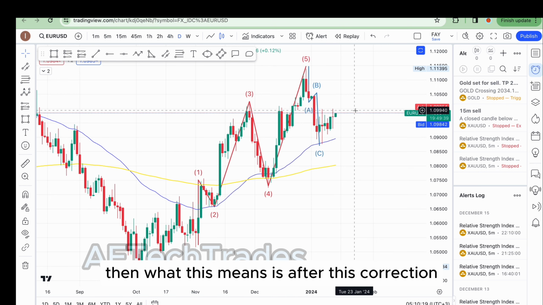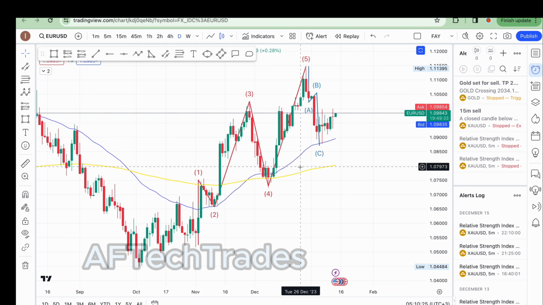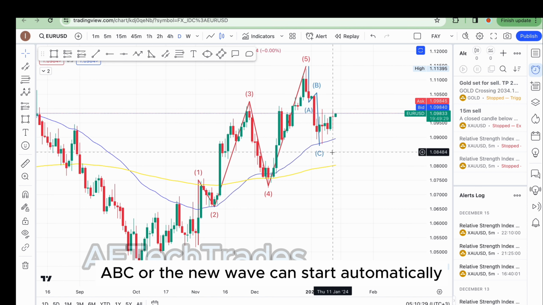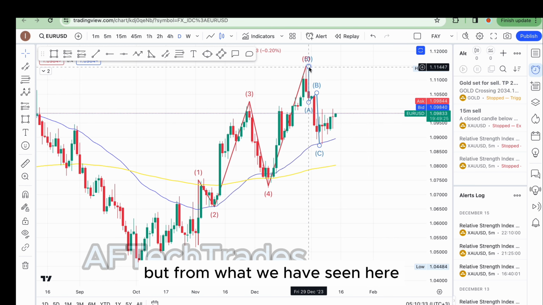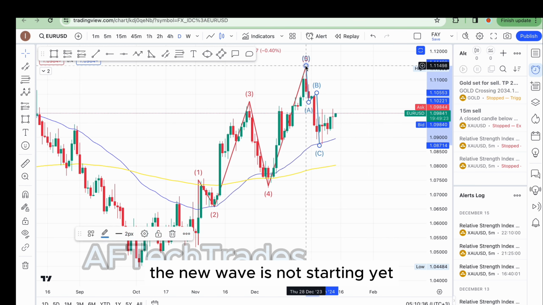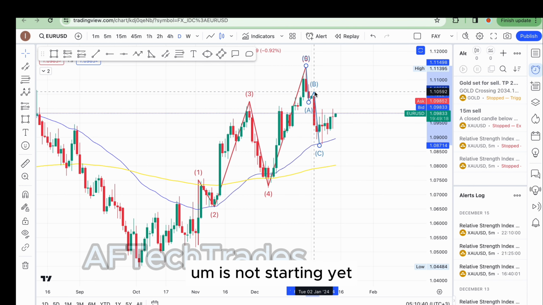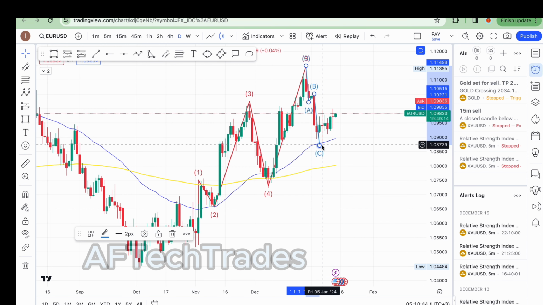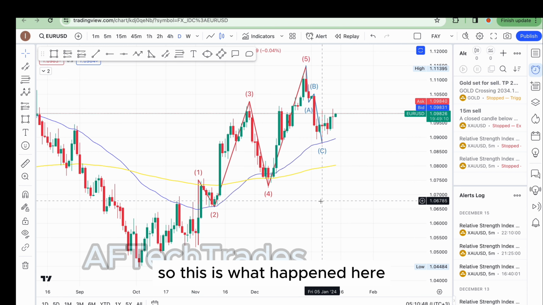Then what this means is, after this correction, it could also be another ABC, or the new wave can start automatically. But from what we are seeing here, the new wave is not starting yet. It's maybe waiting for some factors. ABC, which is the longest, yeah, C. So this is what happened here.